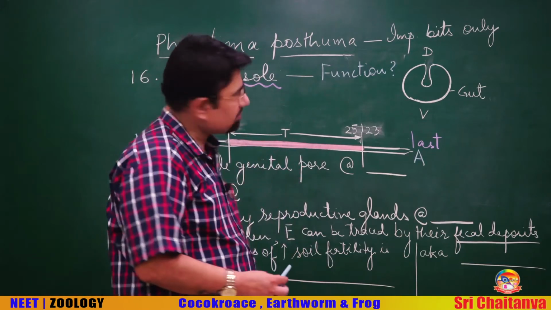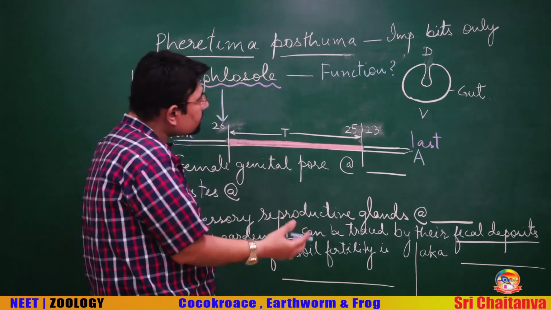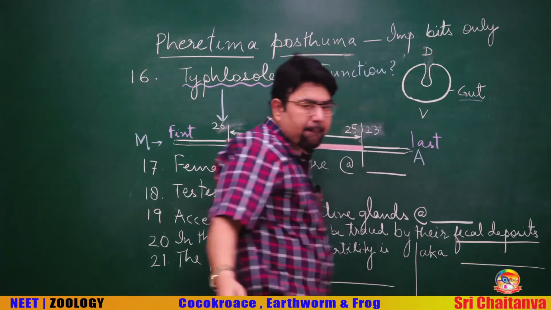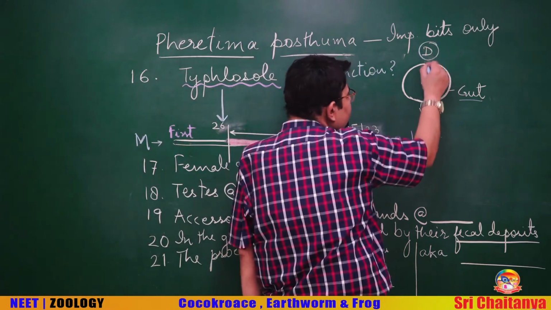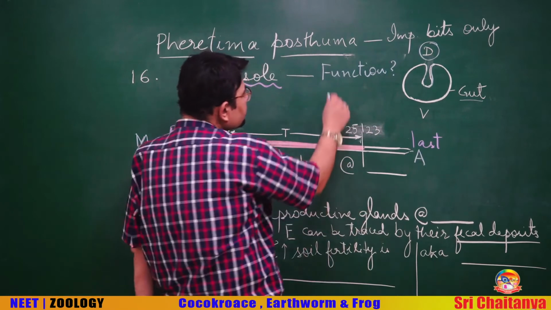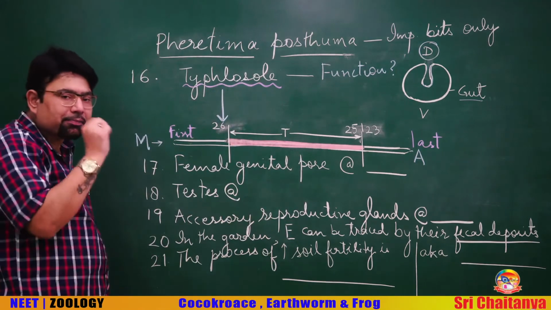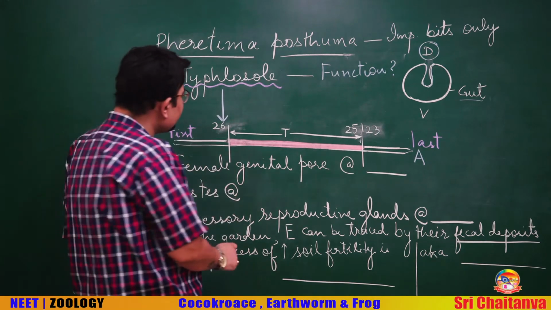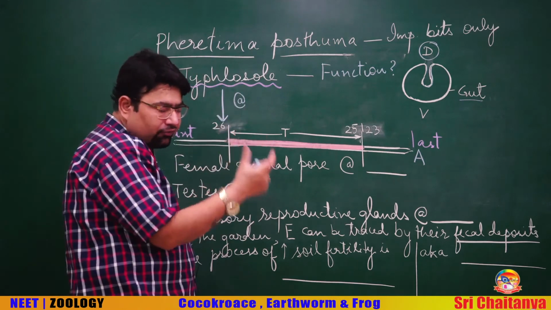Bits on earthworm. Typhlosole. What is typhlosole? It is a median fold in the gut wall. Where, dorsal or ventral? Answer is dorsal. Dorsally, there is a single median fold in the gut wall. The question is, what is the function of that? Answer is, it increases the absorptive surface area. Another question, what is the site of typhlosole?